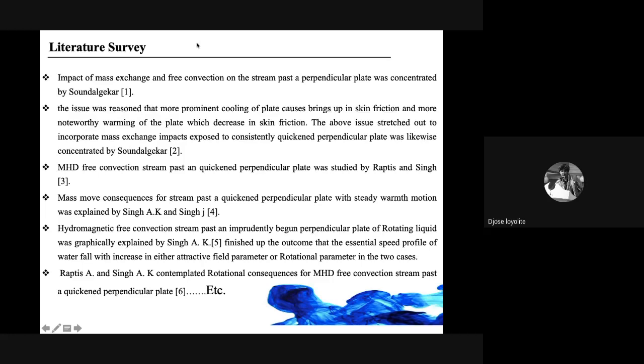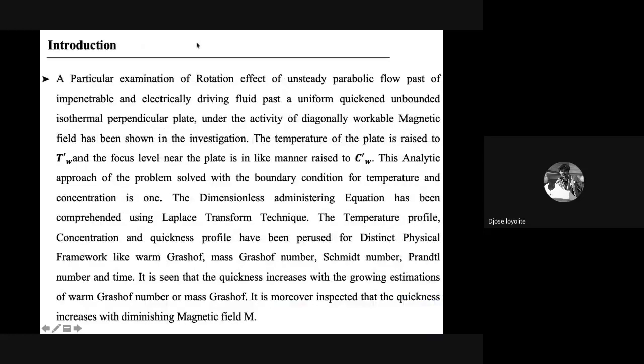Literature survey, sir. Convective heat transfer was first modeled in the year 1979 by Professor V.M. Soundalgekar, IIT Mumbai. The paper was entitled Effects of Mass Transfer and Free Convection on the Flow Past an Impulsively Started Vertical Plate. This was the first research work reported theoretically for convective heat transfer. The research work includes non-dimensional numbers, namely the Prandtl number, Schmidt number, mass Grashof number and thermal Grashof number.